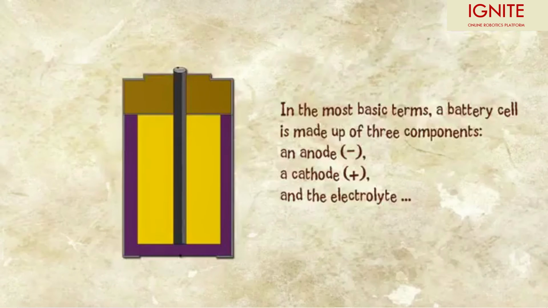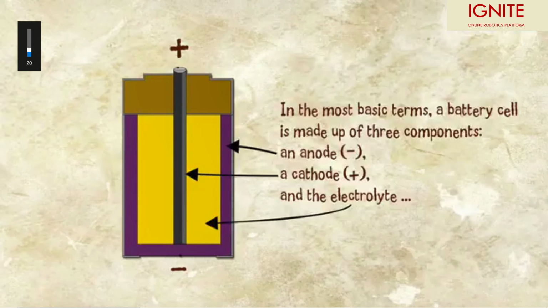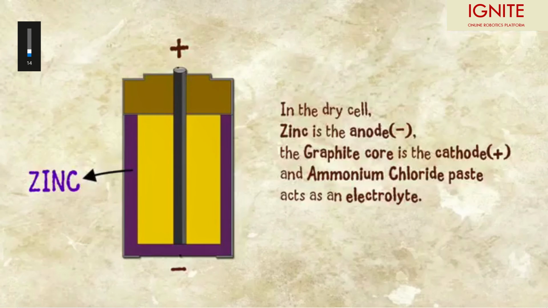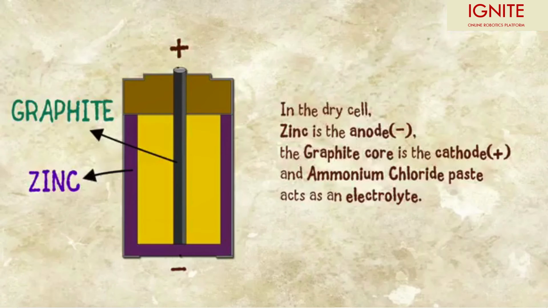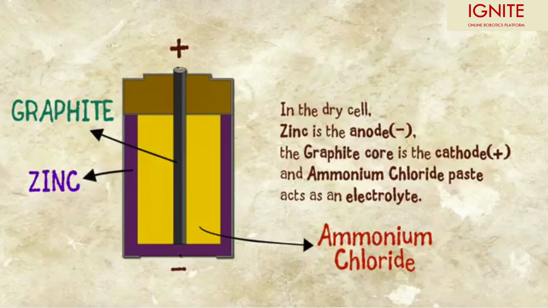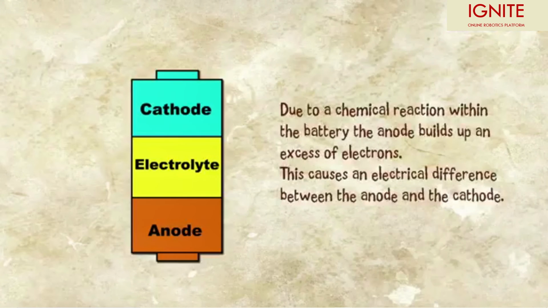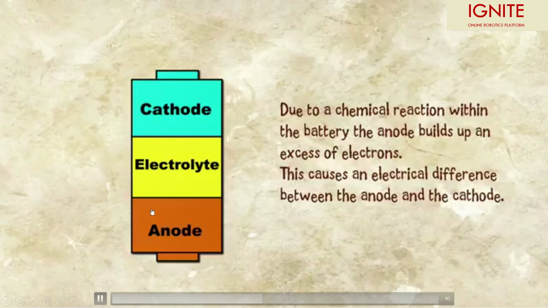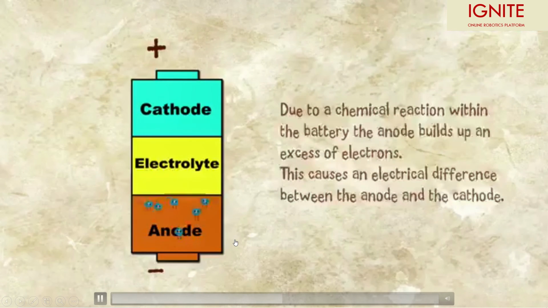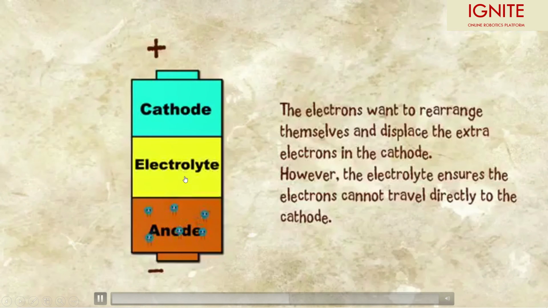In the most basic terms, a battery cell is made up of three components: anode, cathode, and electrolyte. The anode is made up of zinc, the cathode is made up of graphite, and the electrolyte is made up of ammonium chloride. These are the chemicals used in the battery. Due to the chemical reaction between the anode and electrolyte, electrons are generated. This excess of electrons tries to move from anode to cathode to balance, but they are not able to move due to the electrolyte. The electrolyte does not allow them to move from anode to cathode.